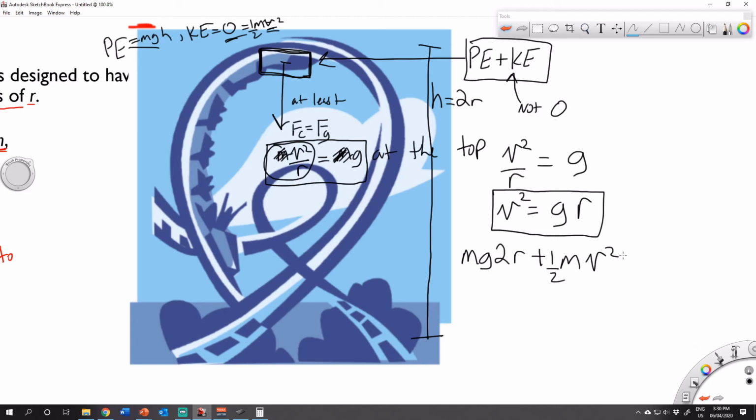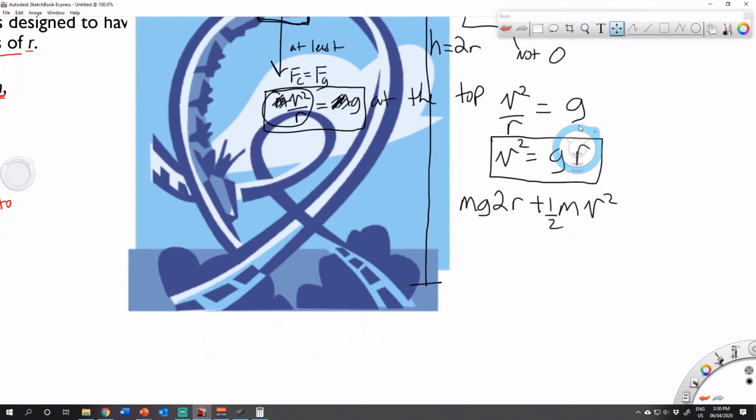Okay, so this is all at the top. At the top, this is the energy. I can then take this and replace v squared with that, because I know v squared is equal to gravity times radius, so I'm going to do the following. m times g times 2r plus 1/2 mg r. So there's the total energy at the top. This is equal to total energy.